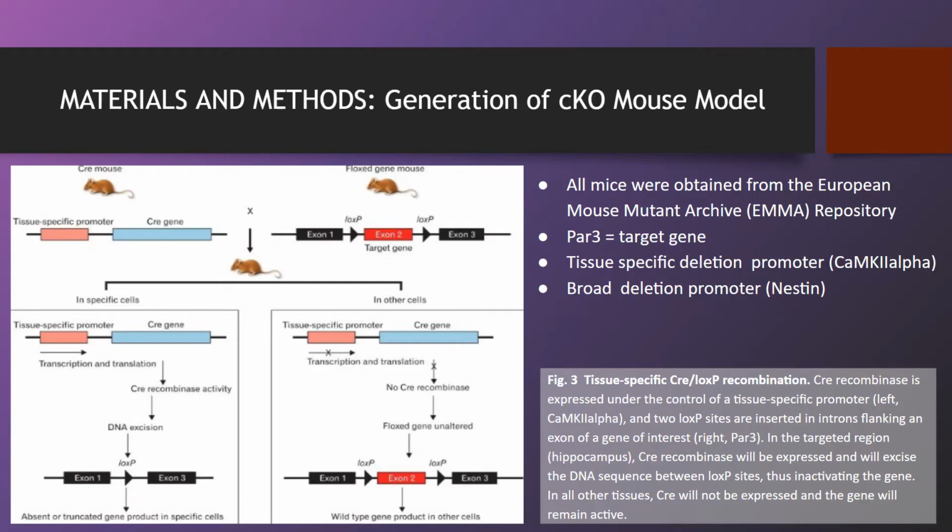Generation of tissue-specific PAR3 conditional knockout mice, where critical PAR3 exons were flanked by LOX-P sites, was carried out by mating homozygous FLOX-PAR3 animals with CaMKIIalpha-Cre mice. Essentially, the enzyme Cre recombinase is expressed under the control of a tissue-specific promoter, and 2 LOX-P sites are inserted in the introns flanking an exon of PAR3. In the targeted region, the hippocampus, Cre recombinase will be expressed and will delete the DNA sequence between LOX-P sites, thus inactivating the gene. In all other tissues, Cre will not be expressed and the gene will remain active.